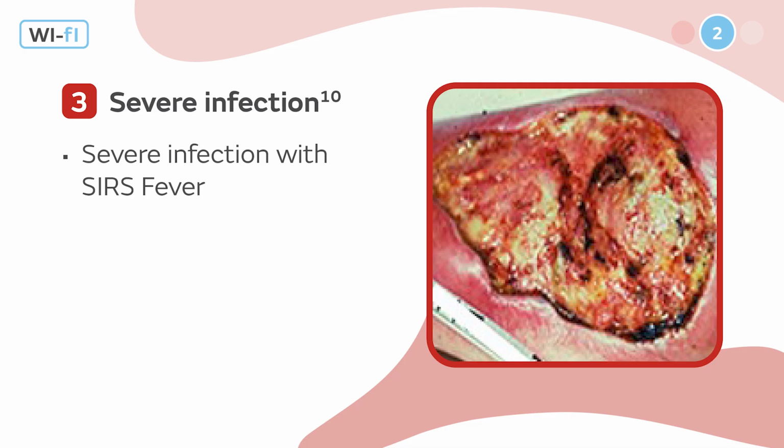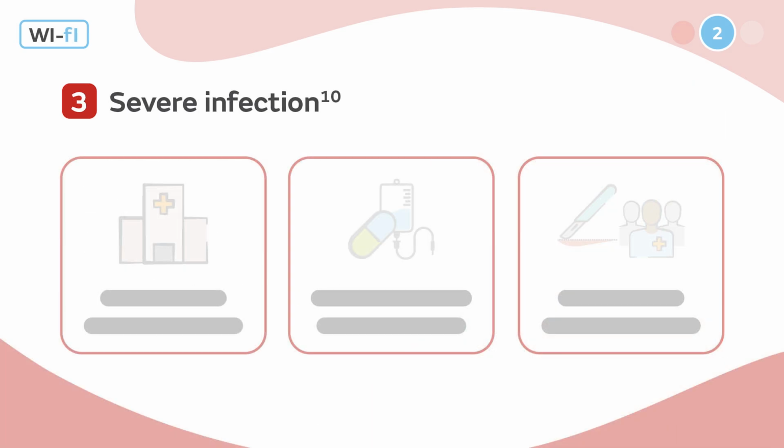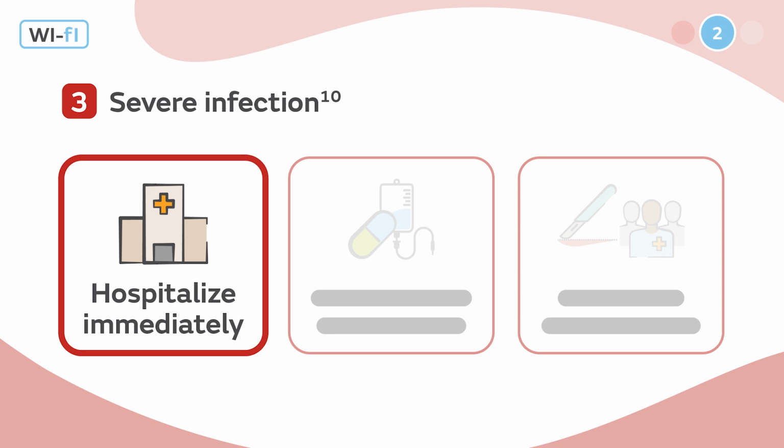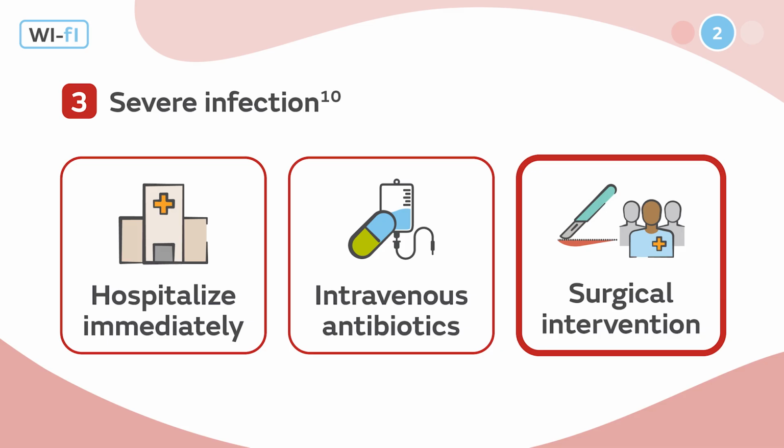Grade 3. Rate the infection as a 3 if you find severe infection with systemic inflammatory response syndrome. The patient should have 2 of the following symptoms: fever, tachycardia, tachypnea, or an abnormal white blood cell count. At grade 3, the patient needs to be hospitalized immediately and given intravenous antibiotics. You'll also want to consider surgical interventions for debridement and draining of any abscesses.